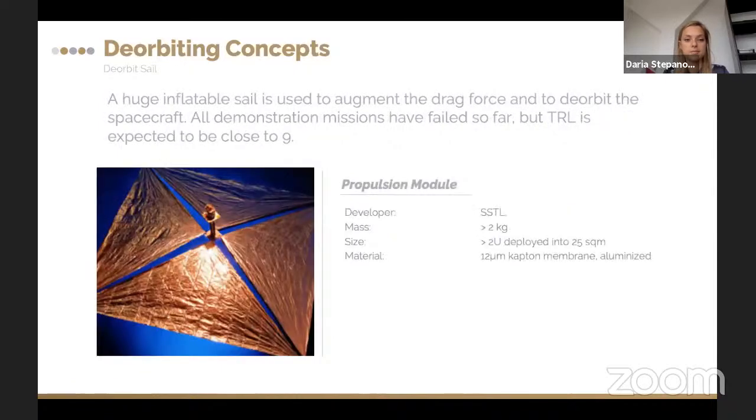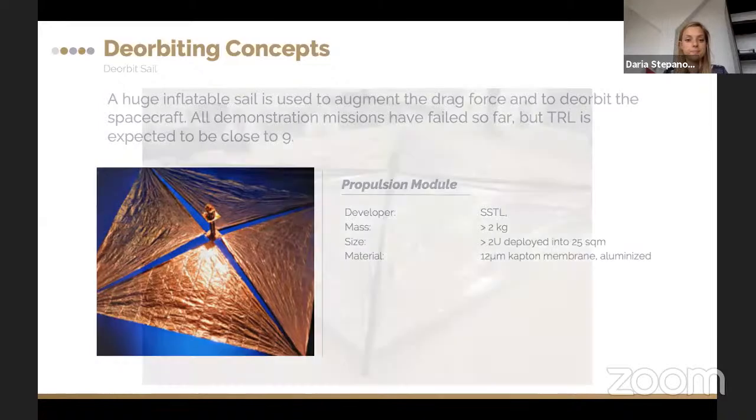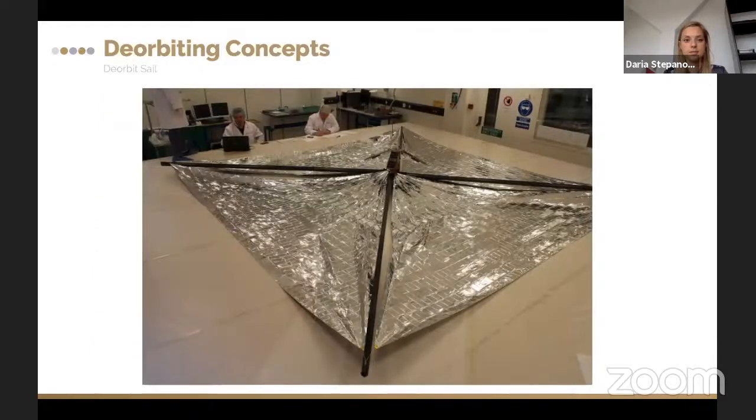Yes, and my favorite one is the sail, the huge inflatable sail, which increases the drag force. Sadly, all the missions which were carrying these sails didn't succeed, but the technology readiness level is pretty close to 9, so the technology is almost available. This is the sail.